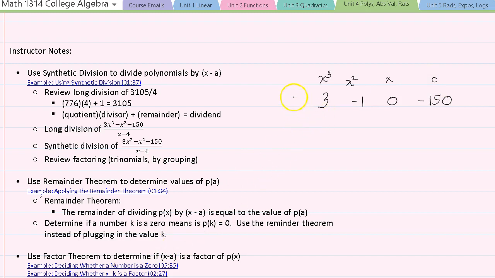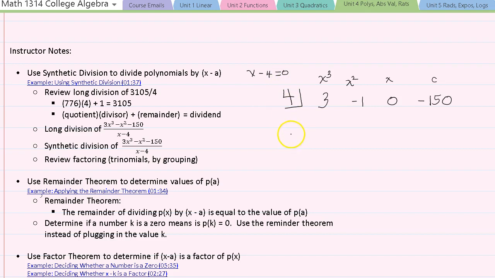To complete the setup of our synthetic division, we take our divisor and set it equal to 0. So we have x minus 4 is equal to 0, and solve for x, which will give us x is equal to 4. We place a positive 4 in the small box.